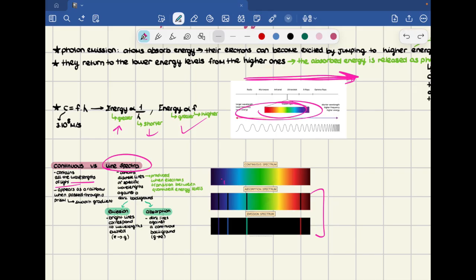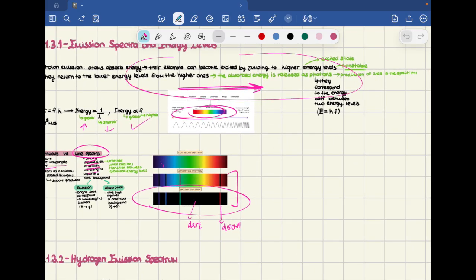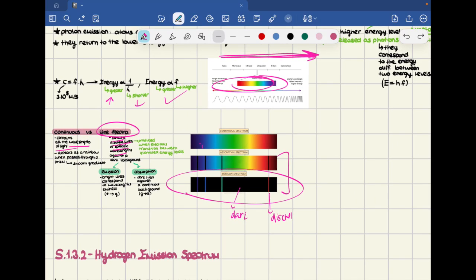So when we take a look at them, we can actually see how an emission spectrum contains discrete lines of specific wavelengths against a dark background. So this is the emission spectrum, it is a line spectrum, and we have the dark background, and we can see the discrete lines that were produced as a result of electrons returning back to their ground state from their excited state. We can see how discrete lines appear against a dark background and how we can only see specific wavelengths.